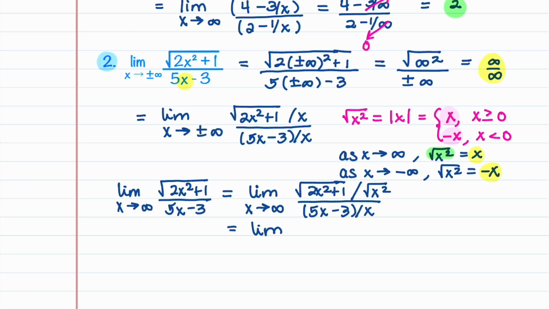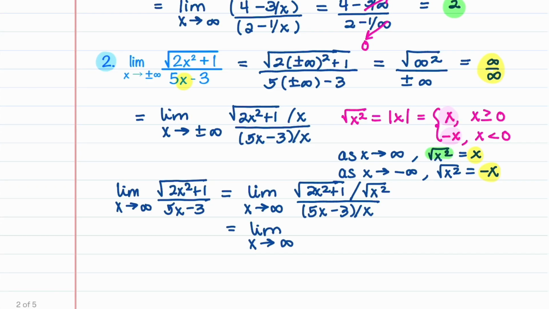This gives us the limit as x goes to infinity of the square root. Pulling in x squared, we have 2x squared divided by x squared is just 2, and then we have a plus 1 over x squared. And in the denominator, 5x divided by x gives us 5 minus 3 divided by x. Now, as x goes to infinity, this piece and this piece are going to go to 0. So what we have left as an answer is the square root of 2 divided by 5. Let's go ahead and highlight that.